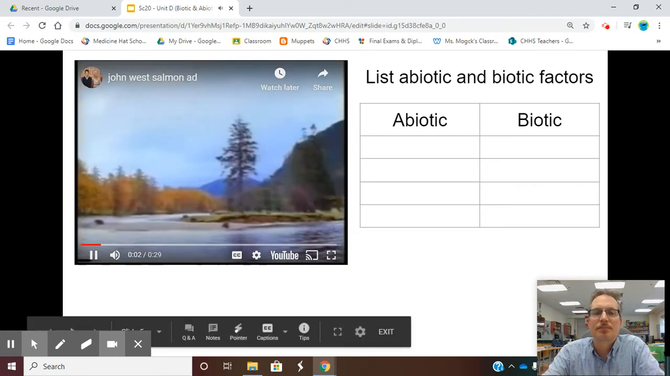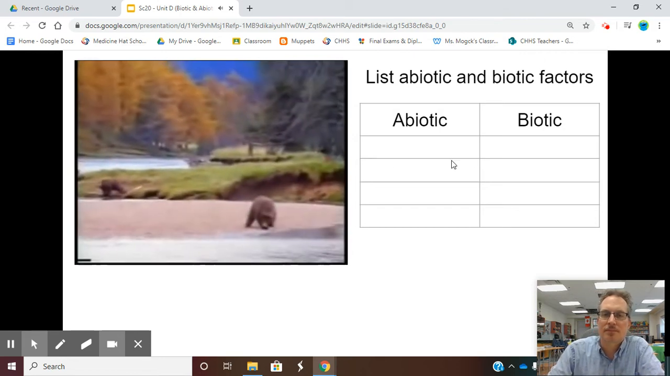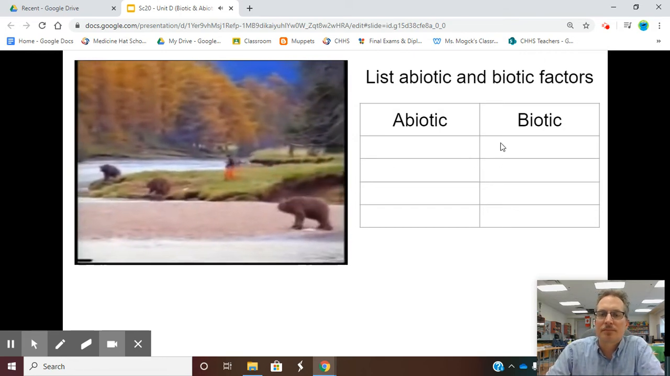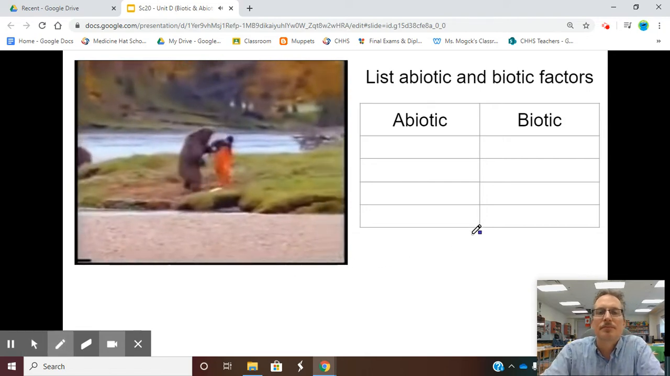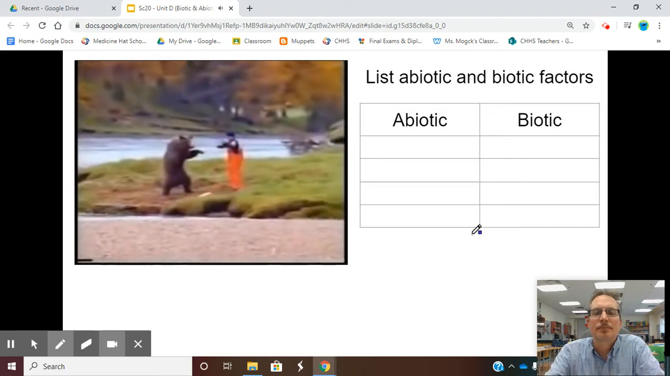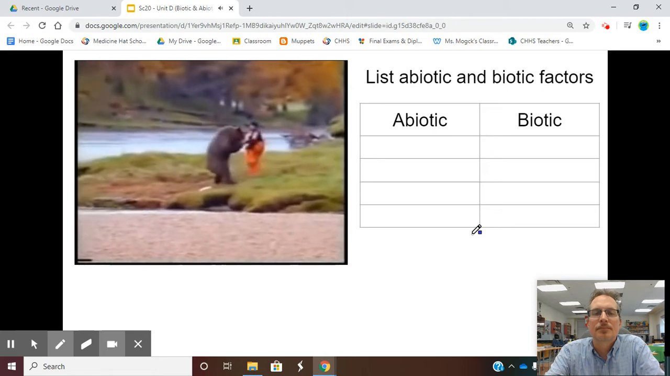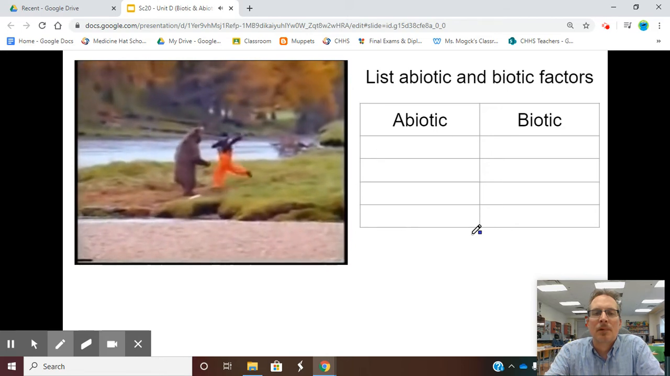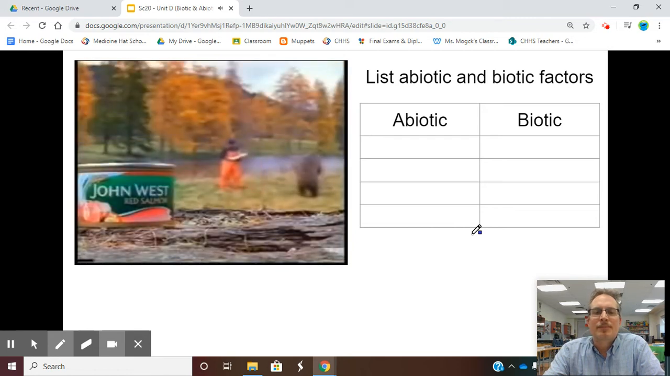At the river mouth, the bears catch only the tastiest, most tender salmon, which is exactly what we at John West want. John West endured the worst to bring you the best.